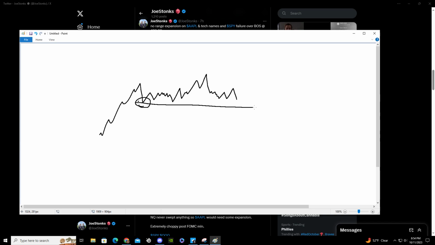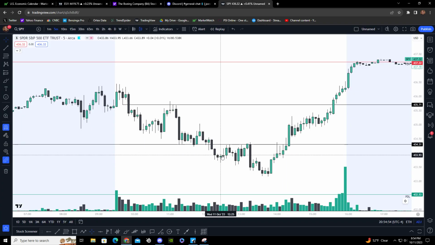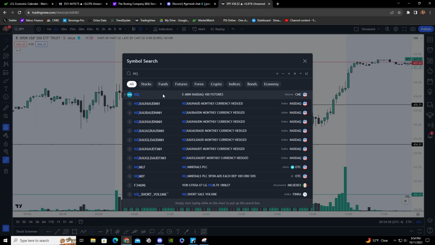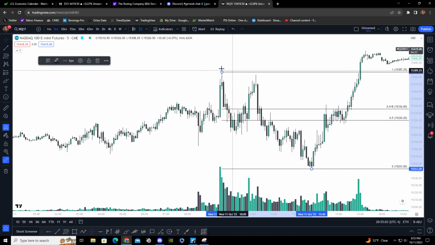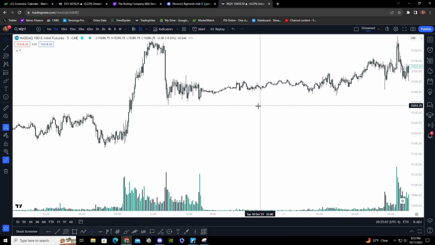So we never really swept something that looks like that, and that was kind of in alignment with the ES FVG fill. So I saw the confluence between the indices, and I saw the confluence between NQ and ES, or tech. I never really saw that range expansion that I wanted to see. So let's just go over this real quick.